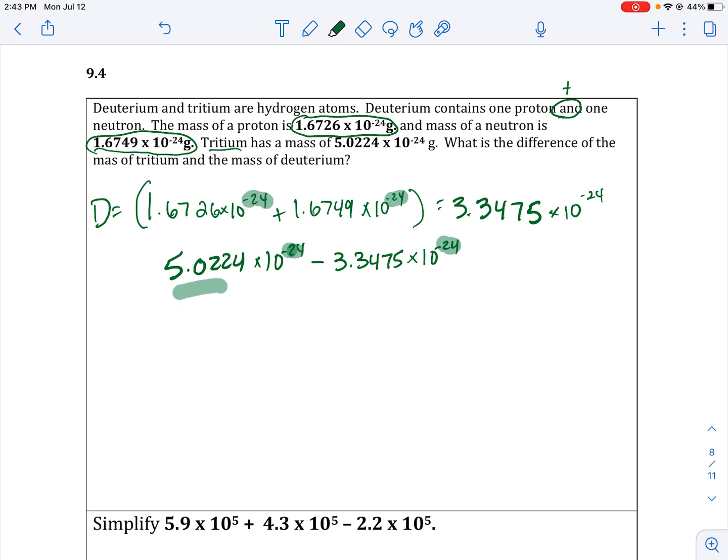So I take the numbers in front and subtract them. I get 1.6749, and then times 10. Now, again, these are like terms, so our exponent stays the same. And there is our final answer.